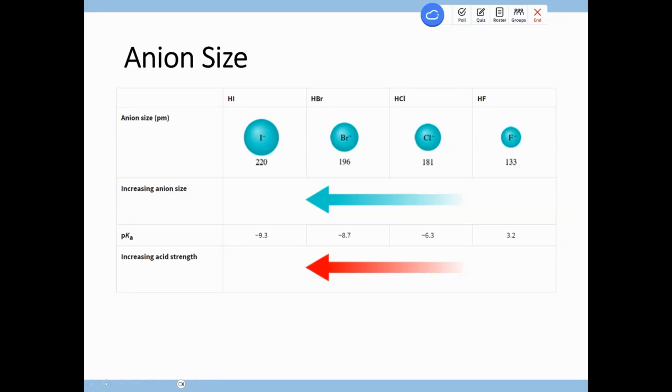Okay, so anion size. There are 2 ways that we'll think about this. This is related to the atomic size. We have iodine, which is low on the periodic table. That's a big atom bonded to hydrogen. That's a much longer bond than if hydrogen is bonded to fluorine. So it's a longer bond. That's a weaker bond. Just goes back to what we discussed on the previous slide. Longer bond, weaker bond, easier to remove hydrogen.